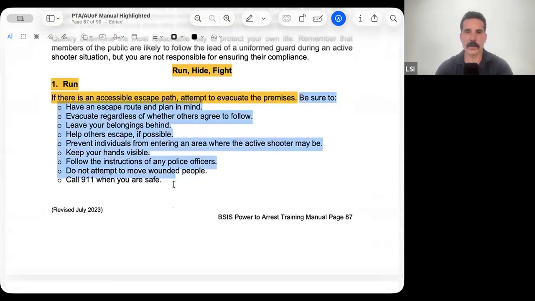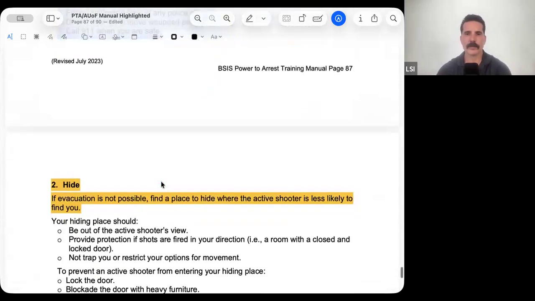So then it says this under run. Be sure to have an escape route and plan in mind. Evacuate regardless of whether others agree to follow. Leave your belongings behind. Help others escape if possible. Prevent individuals from entering an area where the active shooter may be. Keep your hands visible. Follow the instructions of any police officers. Do not attempt to move wounded people. Call 911 when you are safe.